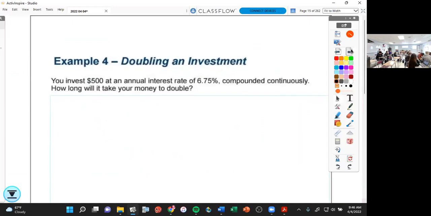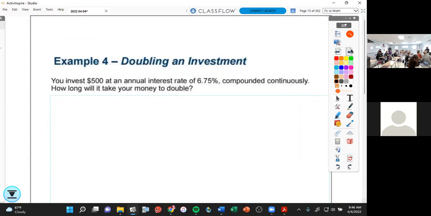You invest $500 at an annual interest rate of 6.75% compounded continuously. How long will it take you to double your money?